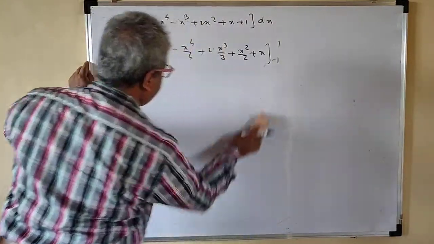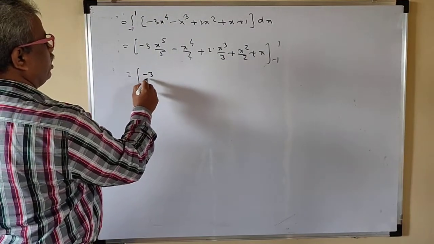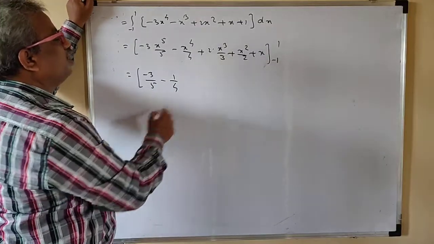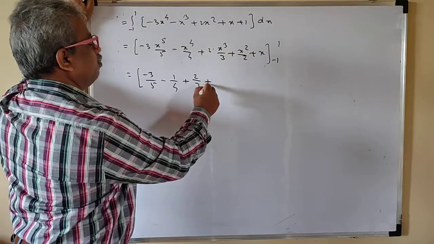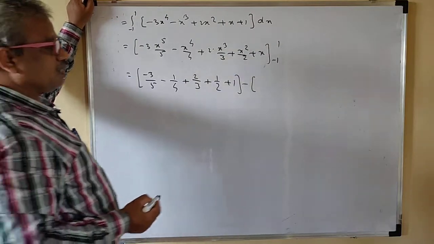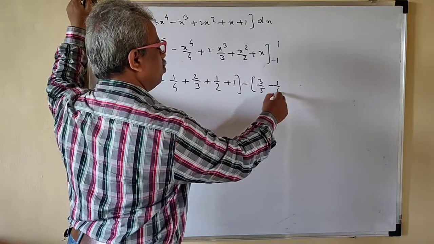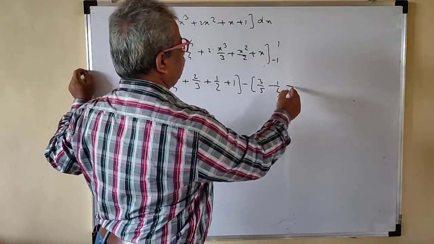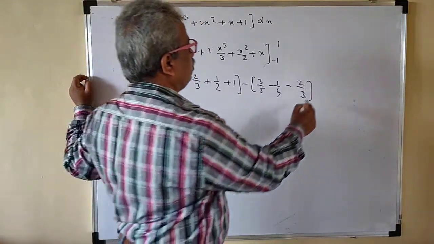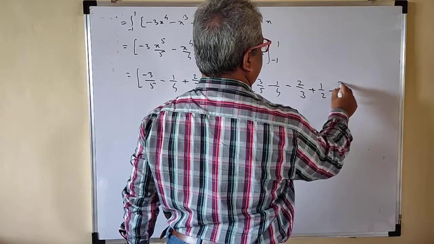So we put x equal to 1 and then we put x equal to minus 1. So this is minus 3 by 5; if you put x equal to 1, then this is minus 1 by 4, plus 2 by 3, plus 1 half, plus 1. Minus, we put x equal to minus 1: this is 3 by 5, minus 1 by 4, minus 2 by 3 because x cube is there, then plus 1 half minus 1.